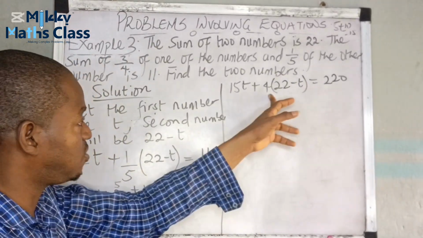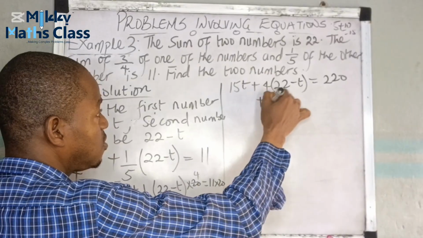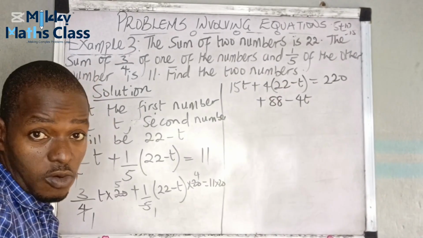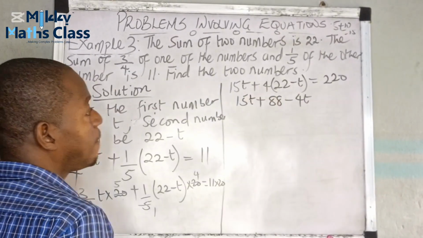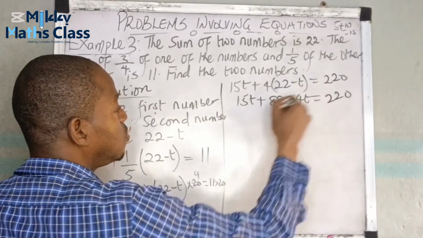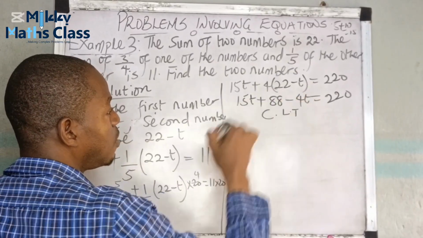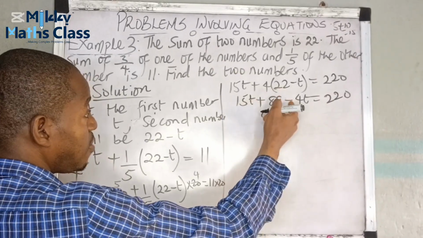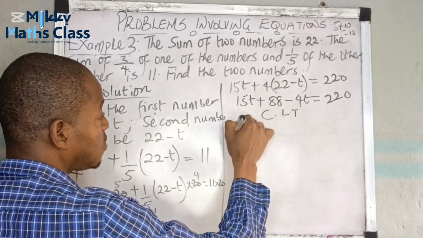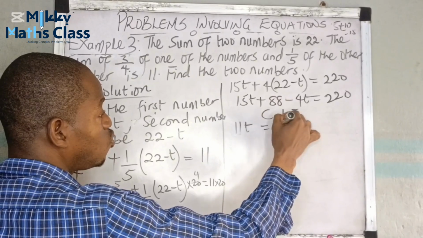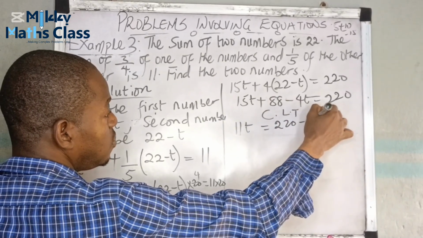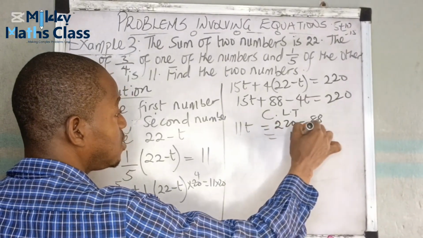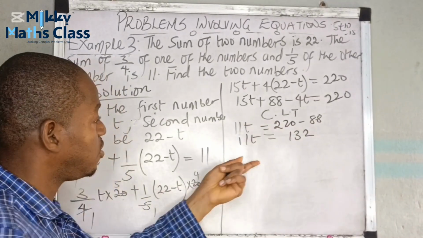So from here, let's expand this. 4 times 22 is 88. 88 minus 4t, 4 times t is 4t. You have 15t here, is equal to 220. So collect like terms. Subtract 88 from both sides. So this is 15 minus 4, that's 11t, is equal to 220 minus 88, to give us 132. So this is 11t is equal to 132.